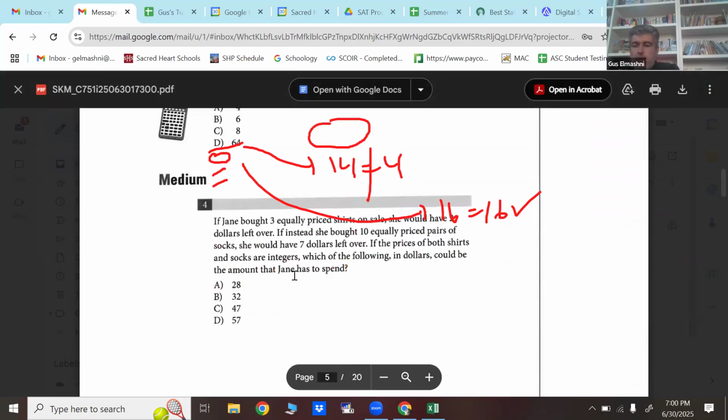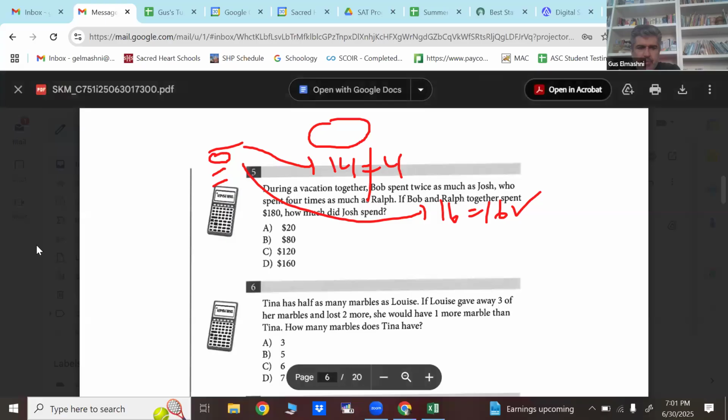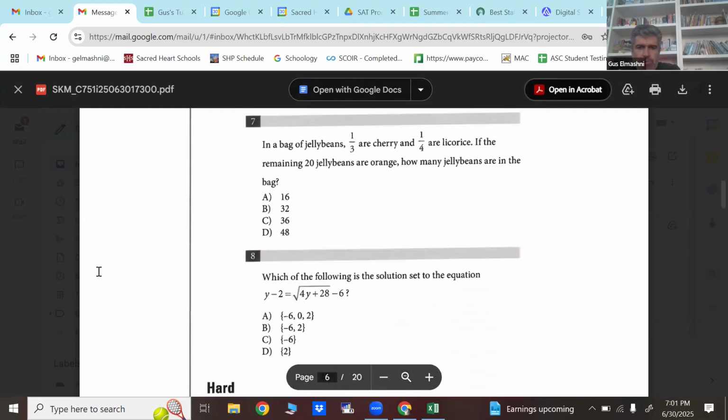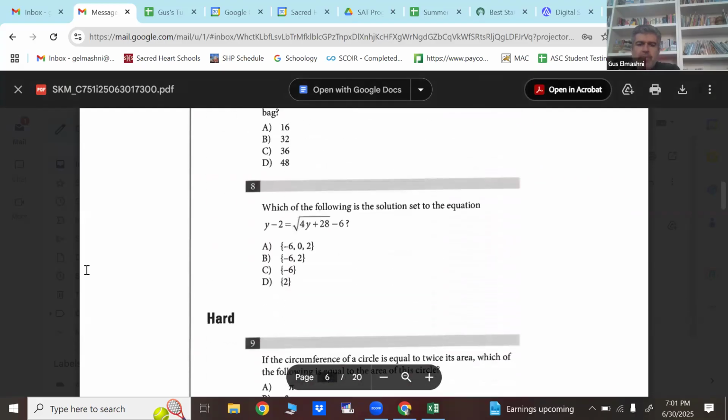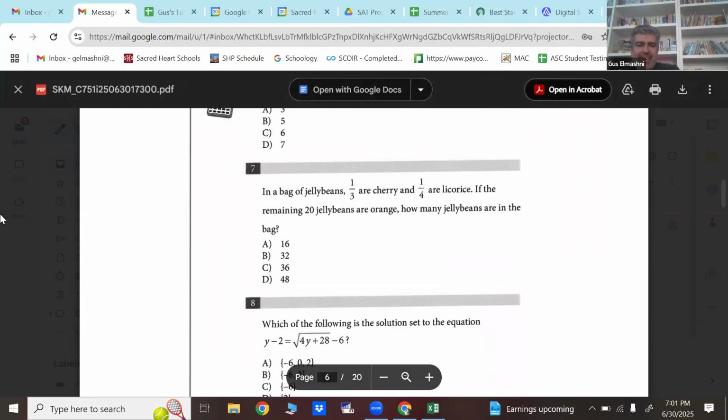Let's try medium level. Questions on that one? We're okay. Working backwards, okay. Let me think here. Let's do 7. I like 7 with fractions. I like that.